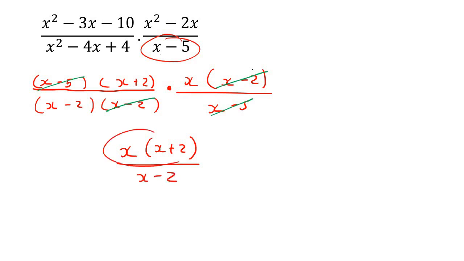Now, as I said, most teachers prefer that the top does not have brackets. So let's go multiply that out. So you'd be left with something like that. x squared add 2x, and then at the bottom, x take away 2.